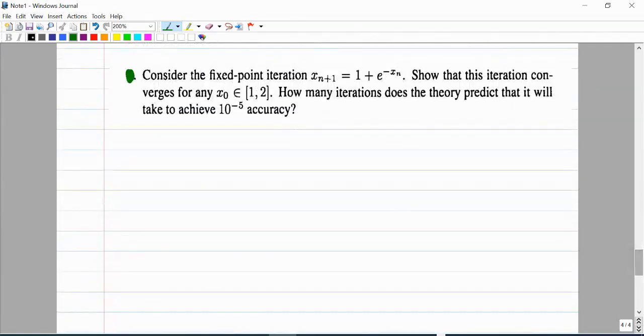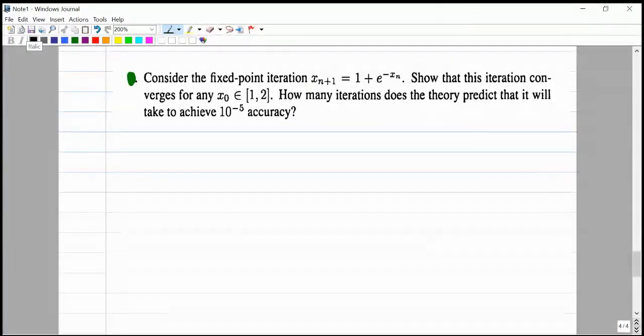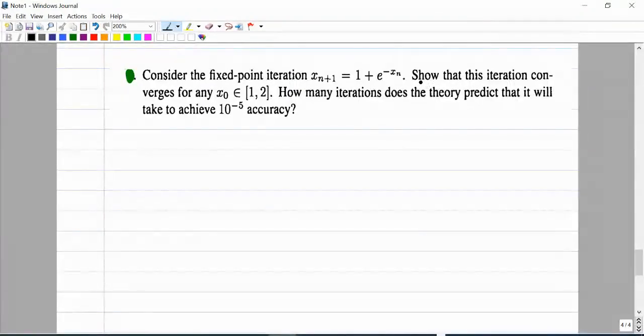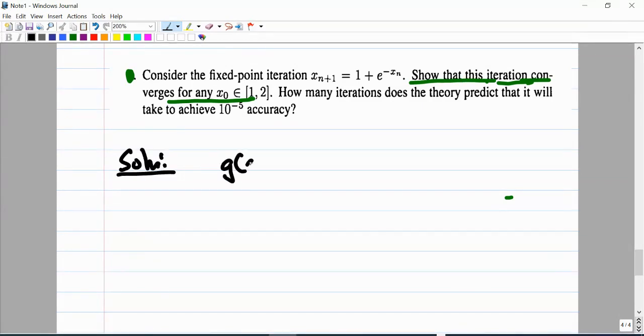Okay, so we have two parts in the question. The first one: show that this converges. Right. First of all, we want to identify our g. So we identify our g. Our g of x, on the right hand side, is just 1 plus e to the power minus x.